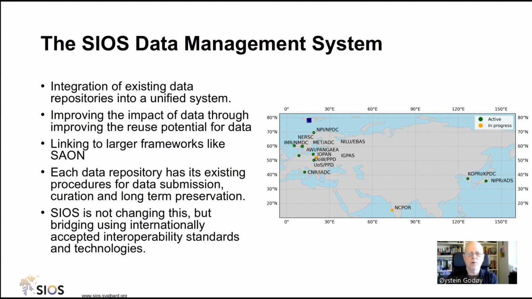We try to improve the impact of data through improving the reuse potential for data. And this has been a challenge for SIOS over time. For example, how well could we support the Year of Polar Prediction? How well will we in the future be able to support, for example, the next International Polar Year by pulling together information from multiple sources? So that's the underlying principle and the ambition that we really are pursuing in the SIOS context.